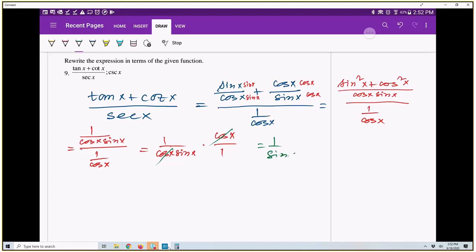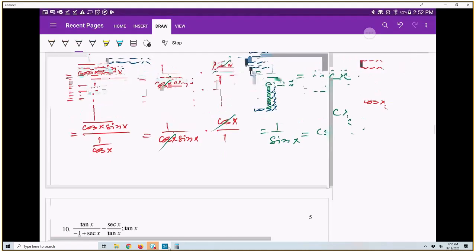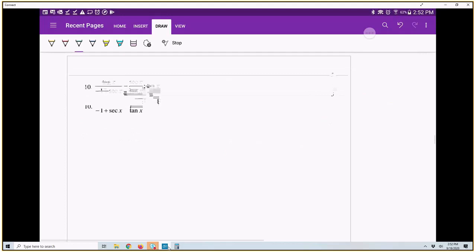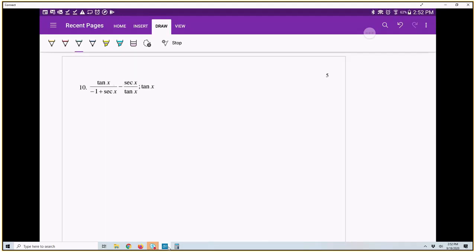What is 1 over sine x? Reciprocal identity says that's cosecant x. And we're done with our problem. Problem number 10 is similar, asking you to rewrite the given term using tangent x.